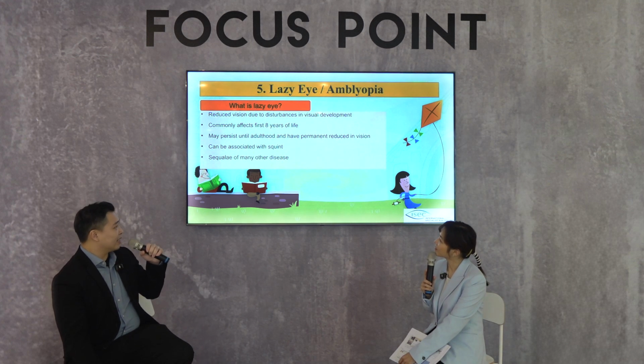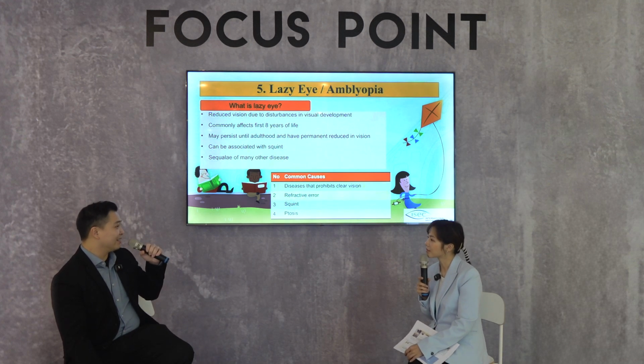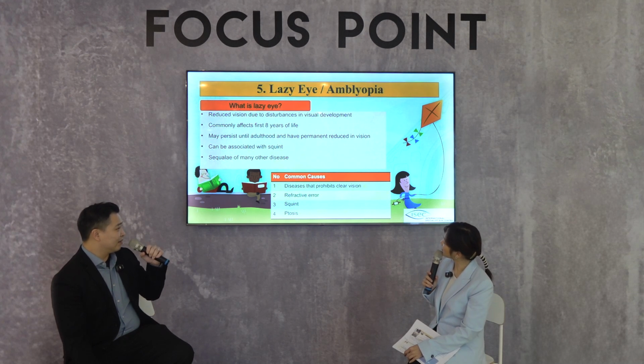Lazy eye is actually a condition caused by many other diseases, such as any disease that prohibits clear vision, like congenital cataract, or refractive error, like too high power or different power in both eyes, or severe high angle squint, or even ptosis that covers their visual axis.